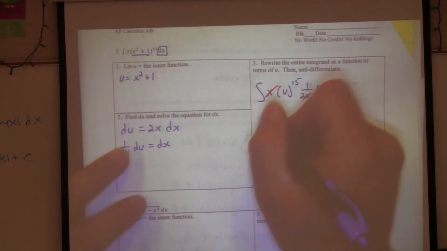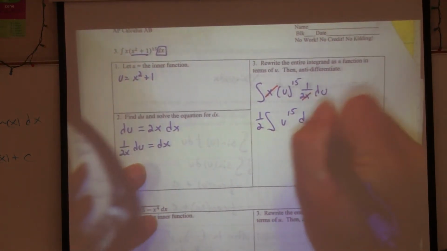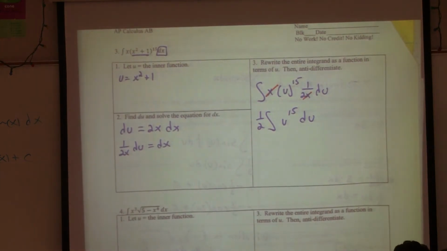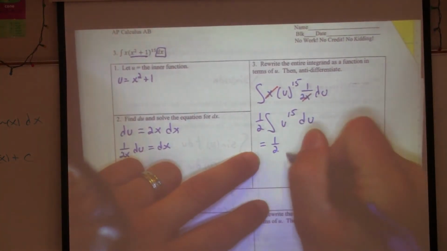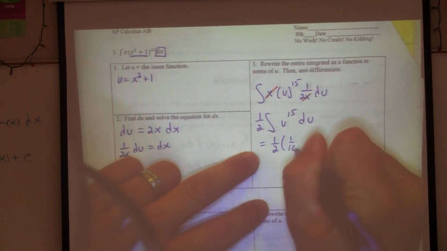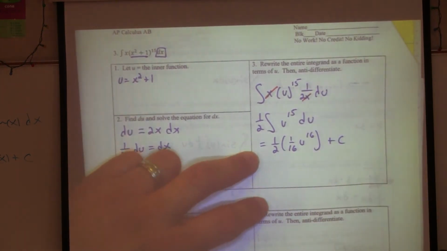Alright, so we're ready to go. 1/2 times the integral of u to the 15th du. Oh my God, that became one of those super easy baby problems. We were actually going to multiply it all out. That was crazy. Okay, so add 1 to the power and divide by the new power. What do we get? 16 over 16. 1/2 times 1 over 16 u to the 16th plus c.